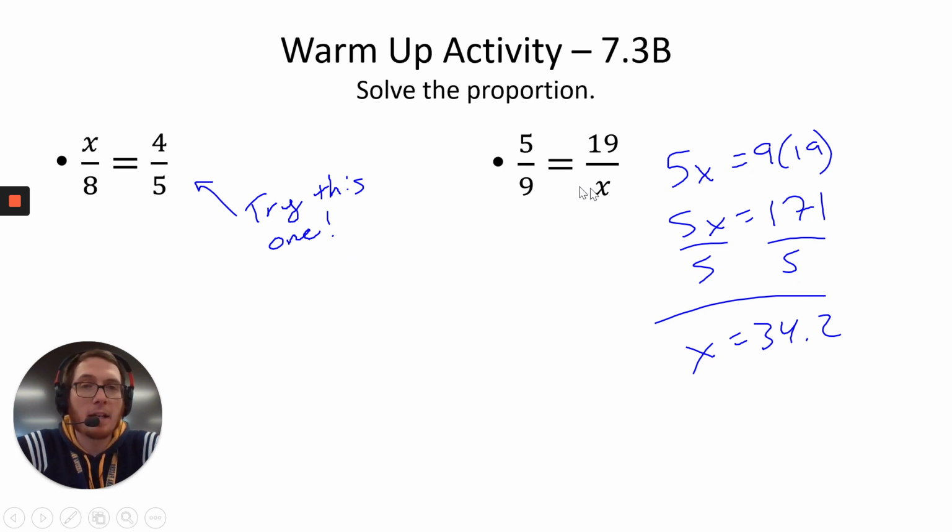In the second one, I would have 5 times x equals 9 times 19. I went ahead and solved all of this piece. It's okay if you get decimal answers. Some of your questions may ask you to round to the nearest tenth or nearest hundredth. That's something that you want to continue to work on as you're looking at some of these questions to make sure that you're finding answers in the appropriate manner.